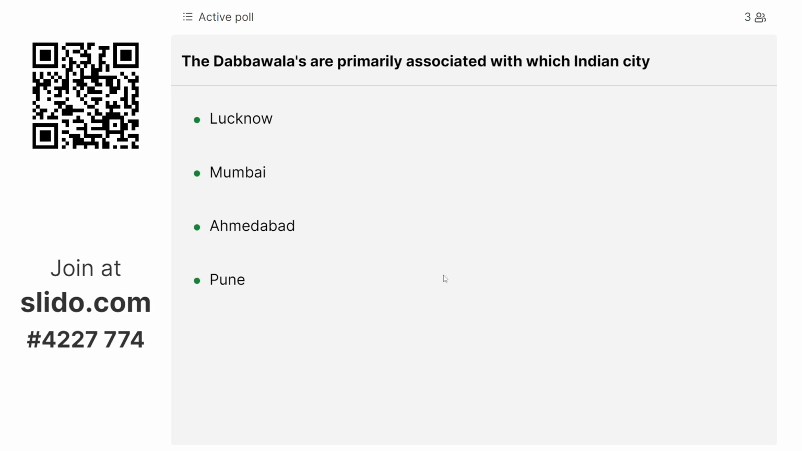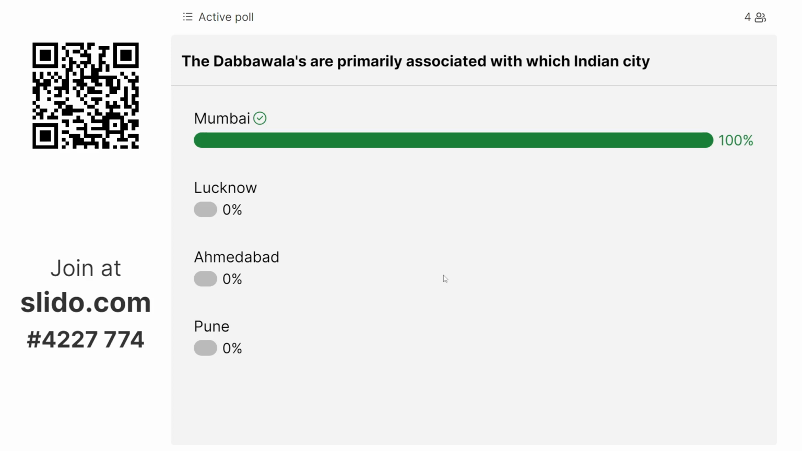Okay, so let's see the answer. We have got the answer, and Mumbai is the right answer. Well done. Thank you so much for participating. The correct answer is Mumbai. Mumbai ke dabbawalas are very famous. They help you ship your dabbas from one location to another, and it's a model which has been discussed, applauded and showcased at many different platforms internationally as well. So thank you so much.